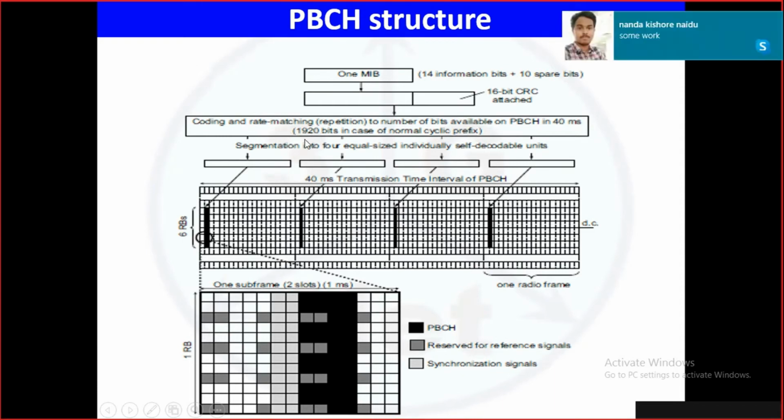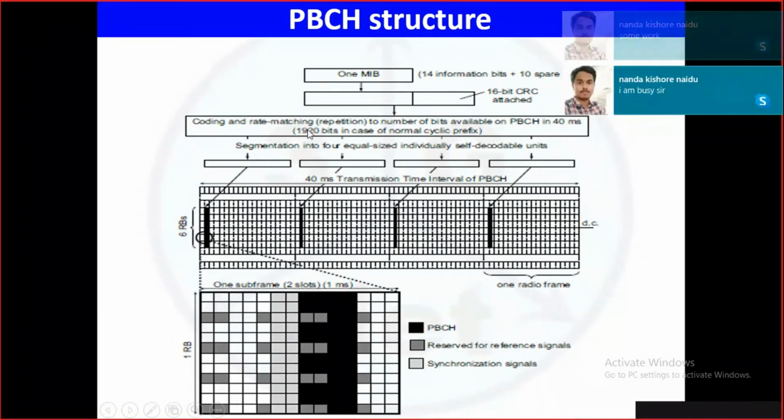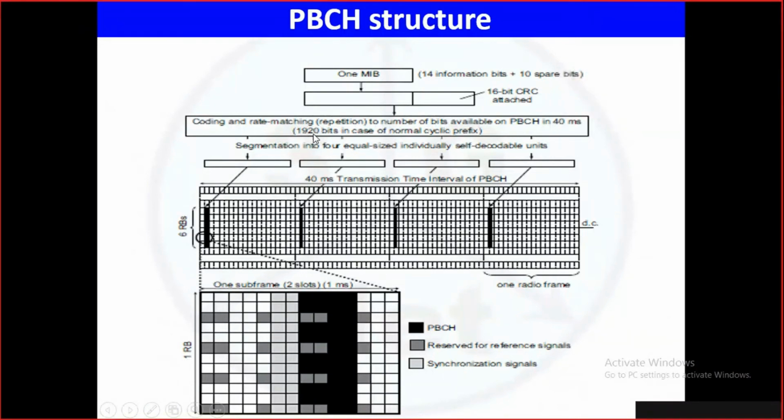This 1920 bits further gets divided into 4 parts. If you divide, how much will each be? I think 640 or some number of bits. That 640 will go in one frame, the next 640 will go in another frame, the next 640 in another. Each is 10 milliseconds, so in 40 milliseconds you are transmitting all the 4 parts.